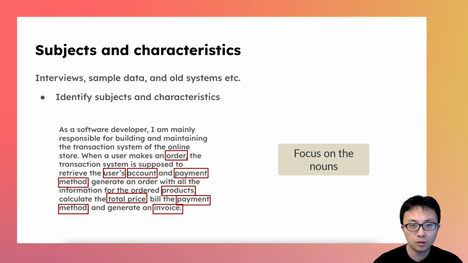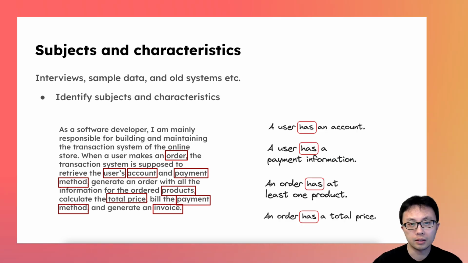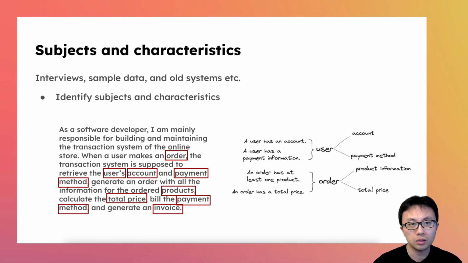The analysis focuses on the nouns that can be used in sentences with a verb like has or owns, like this. If you parse this response, you will get two subjects, user and order, as is shown here, and four characteristics like account and payment methods associated with the user, and product information and total price associated with the order.